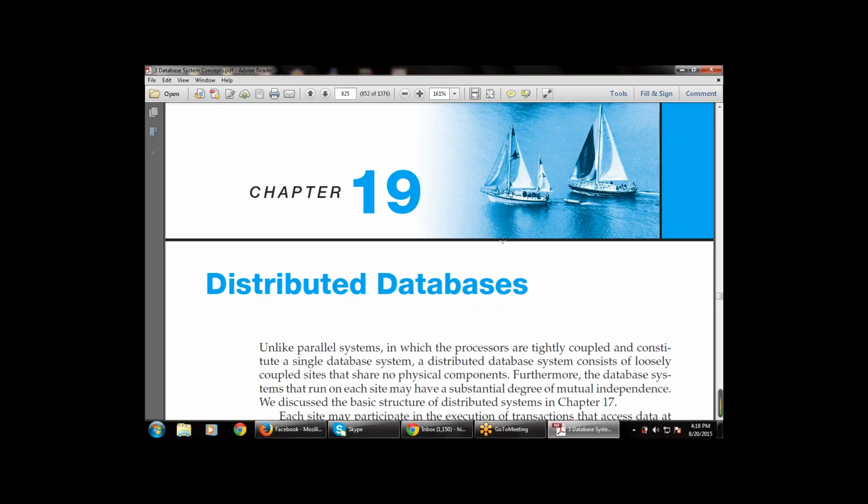Unlike parallel systems in which processes are tightly coupled and constitute a single database system, a distributed database system consists of loosely coupled sites that share no physical connection. That is, they are distributed among each other, loosely coupled, with no physical relation; physical components are not attached to each other. Furthermore, the database systems that run on each site may have a substantial degree of mutual independence. That is, they are not dependent on each other. But whenever we want a copy, for example in case of data theft or data loss, we can take a copy of the table, a copy of the relation, by using the concept of distributed databases.